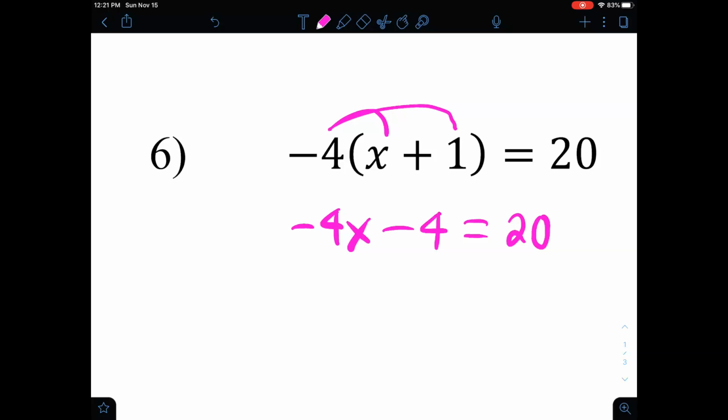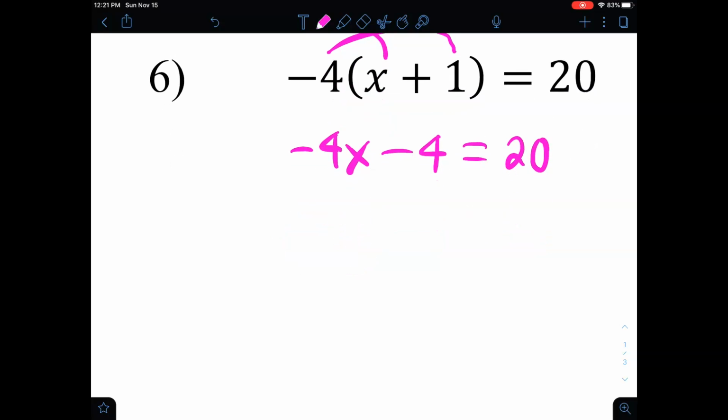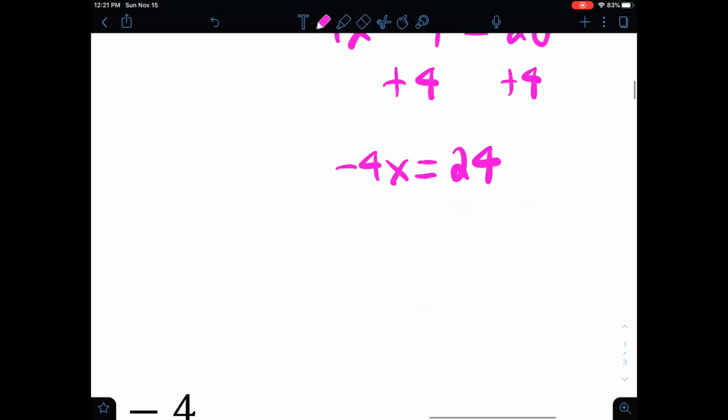So anything else to distribute? No. Any like terms to combine? Also no. Now we need to move stuff around. We need to take care of addition and subtraction first. We want to get this negative 4x by itself. So how do we do that? We need to get rid of that minus 4 by doing the opposite, which is going to be adding 4 to both sides. We get negative 4x equals 20 plus 4 is going to be 24.